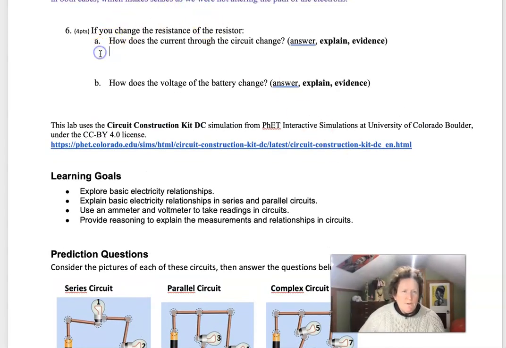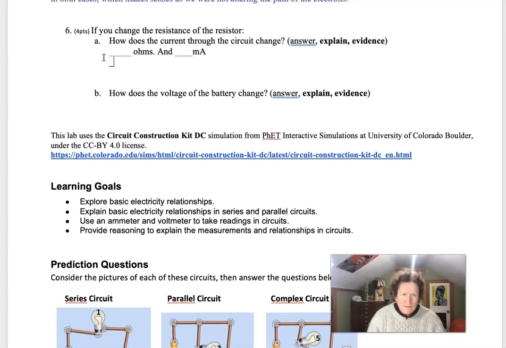Make sure that you put in something ohms versus, and you put your milliamps in here. And then you do that for a second situation to try to indicate how things are changing. Oops, I need a blank there. So that's the first part of the lab on the Ohm's law.